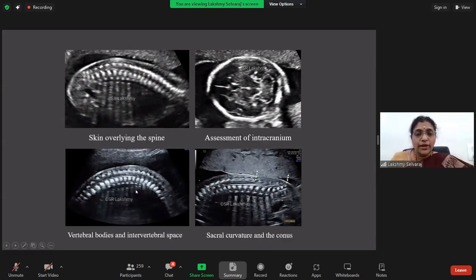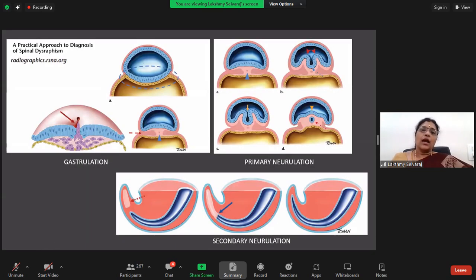The most important point here is to evaluate the vertebral bodies and the intervertebral disc space, because that's very important when we are dealing with identification of anomalies of the vertebral bodies and the evaluation of the cord. The lumbosacral curvature is also important because it will give you a clue for sacral agenesis.